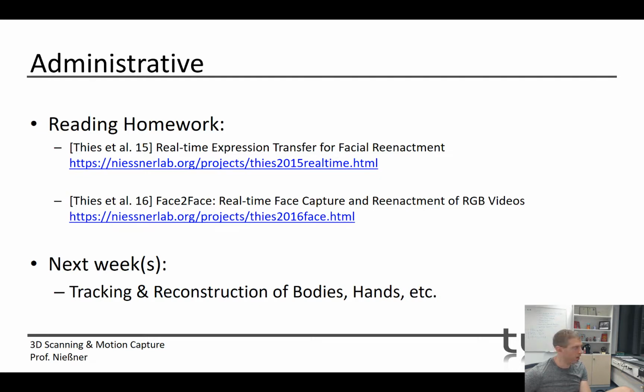Okay, and yeah, in the next lecture we're going to continue with more tracking and reconstruction. We're going to look a little bit at bodies and hands.